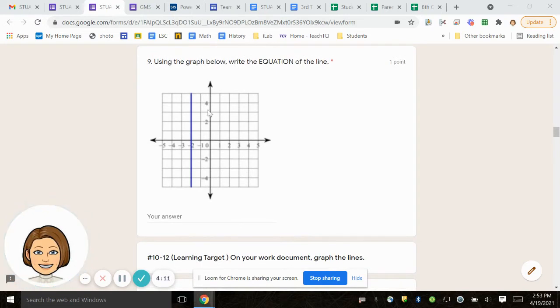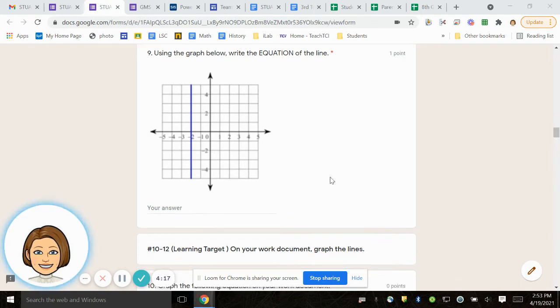Number 9, what is the equation for this blue line that goes vertical up and down? Be mindful of which axis it is intercepted through.